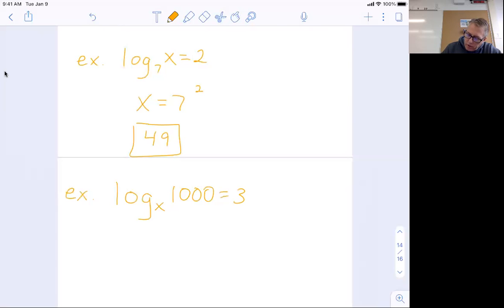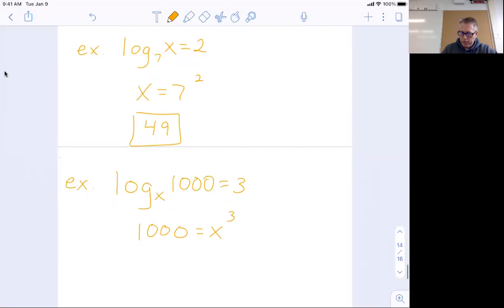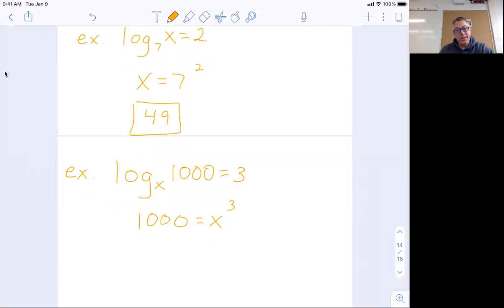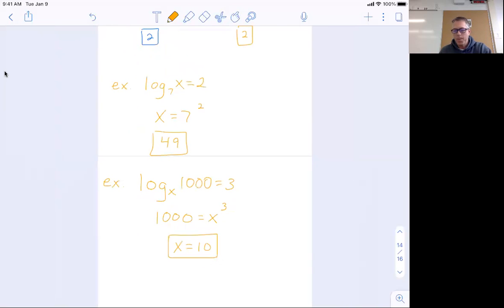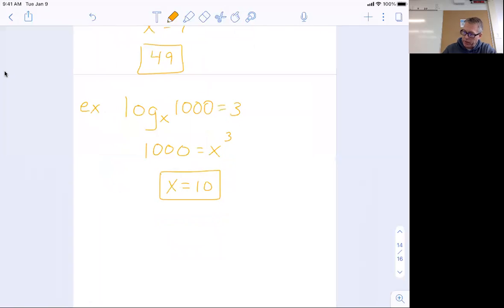Or you could convert it into exponential form. So I could think of this as 1,000 equals x to the third. And so x has to be 10 because 10 to the third is 1,000. So there is some mental math involved there. Now, the nice thing is these are all integer values for what we're doing right now.